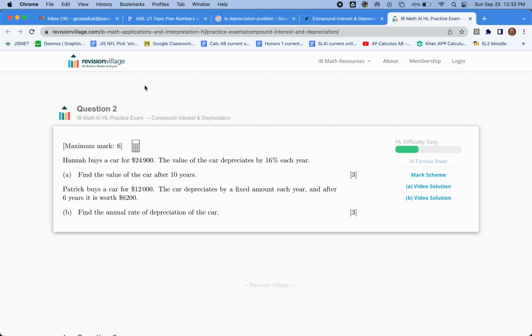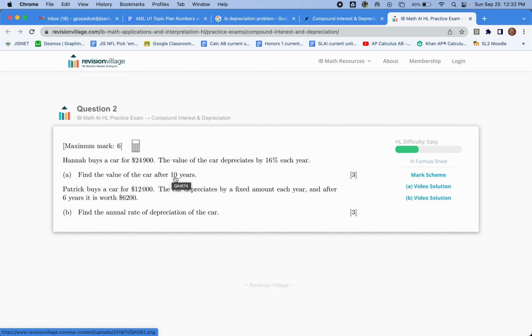Essentially, depreciation is how we quantify the value of an asset over time when it's losing value. Appreciation with an A means something goes up in value. Depreciation means it decreases. So this question says Hannah buys a car for US $24,900. The value of the car depreciates by 16% every year. Find the value of the car after 10 years.